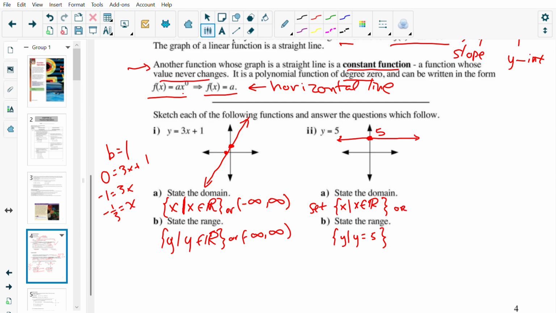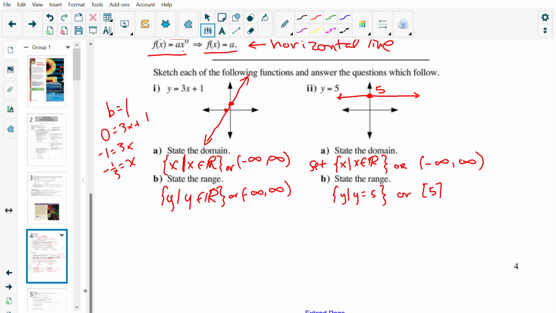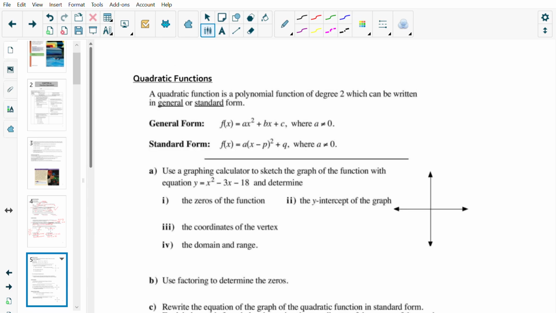Okay, or in interval notation, 5. All right, next page.